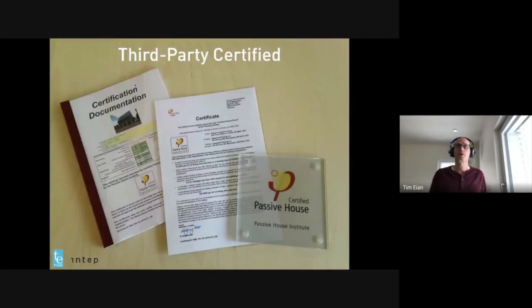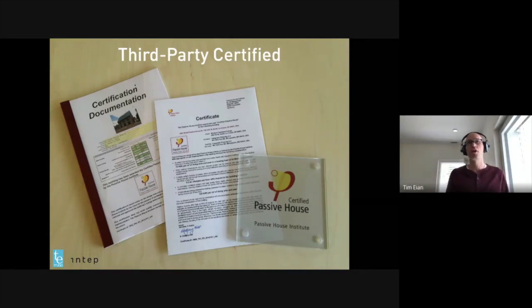It's also third-party certified for those who choose to go down that path. You don't have to do that. That's completely voluntary. But this is what a certification of a Passivhaus actually looks like in the flesh. So on the left, you get a summary report from the certifier. In the center, the actual certificate, and then a plaque that can be mounted on the building itself. So this is what that actually looks like.